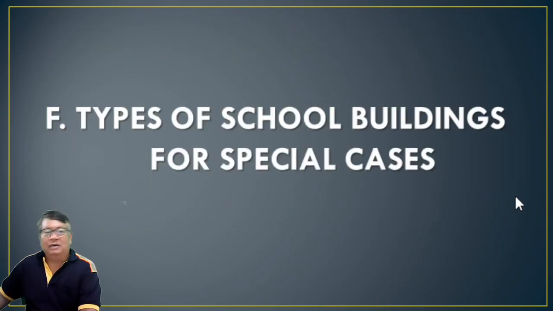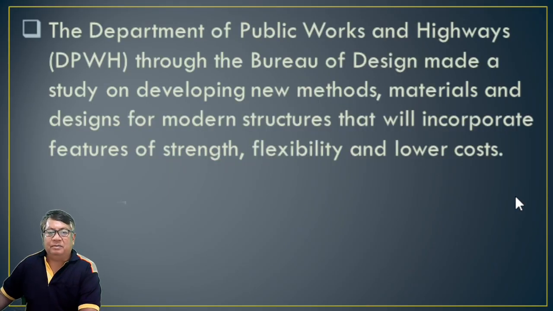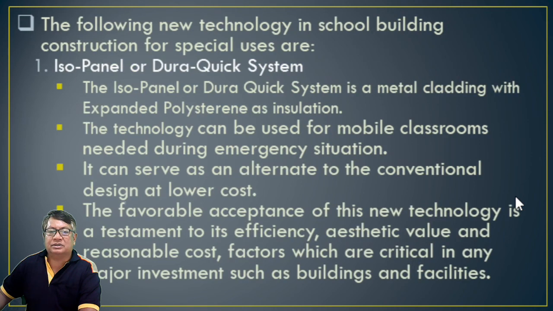So we have these types of school buildings for special cases. The Department of Public Works and Highways, DPWH, through the Bureau of Design, made a study in developing new methods, materials, and design for modern structures that will incorporate features of strength, flexibility, and lower costs. So we have the following new technology. It's called building construction for special use: ISO panel or DuraQuick system.